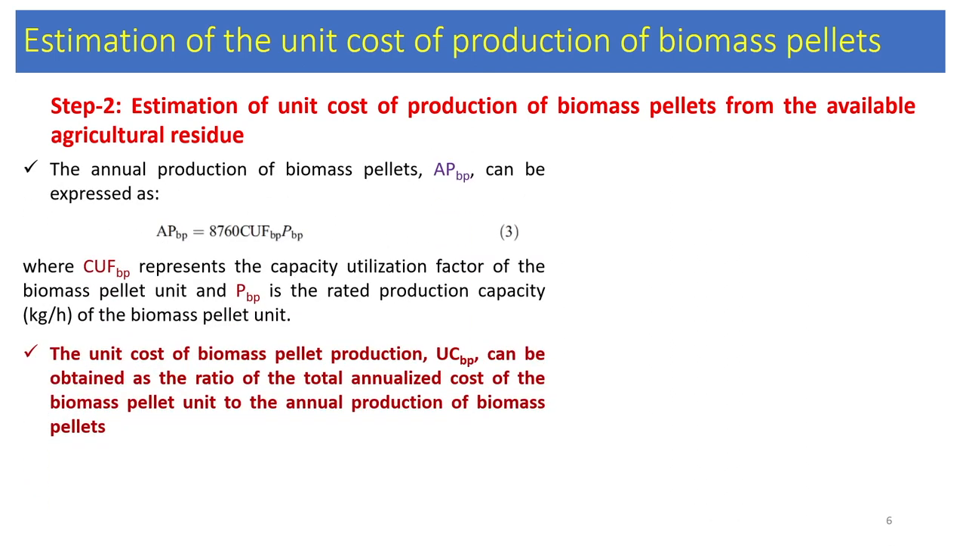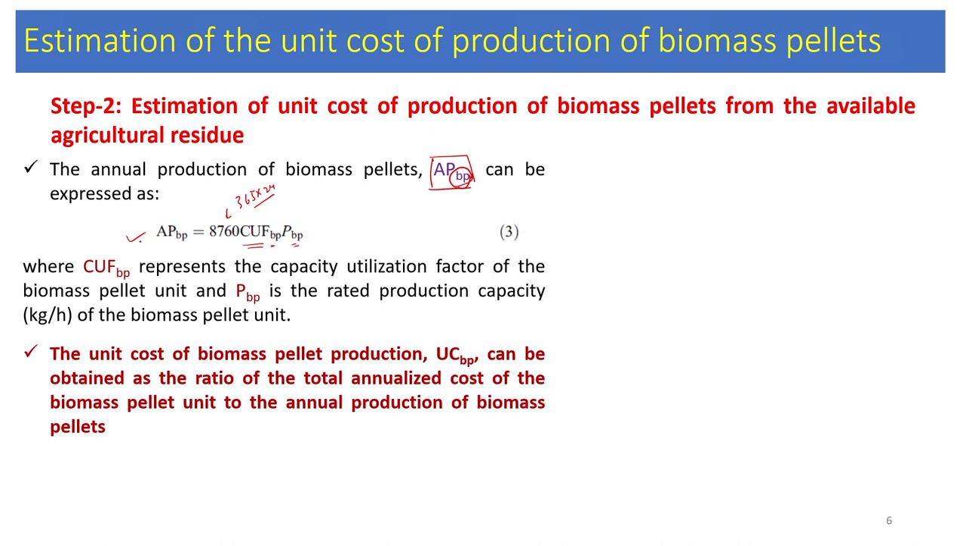Okay, so the annual production of biomass pellets, which is represented by APBP, where BP stands for biomass pellet and AP is the annual production, can be expressed as APBP equal to 8760, multiplied by CUF BP, the capacity utilization factor for biomass pellet, and PBP, the rated production capacity of the biomass pellet unit. So how has 8760 come? It is 365 multiplied by 24 hours.